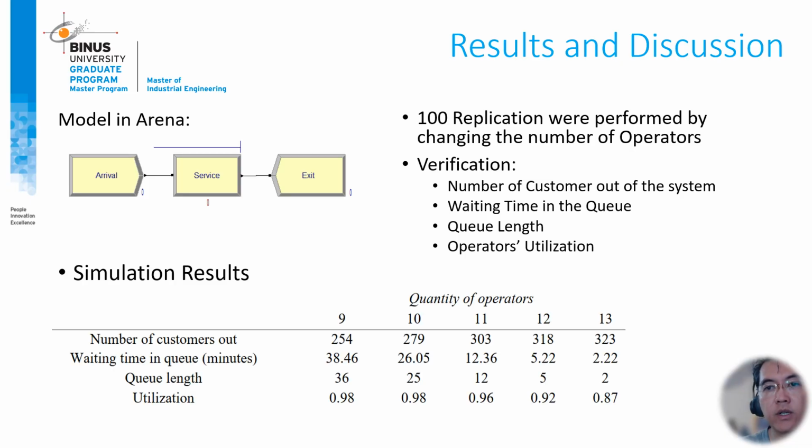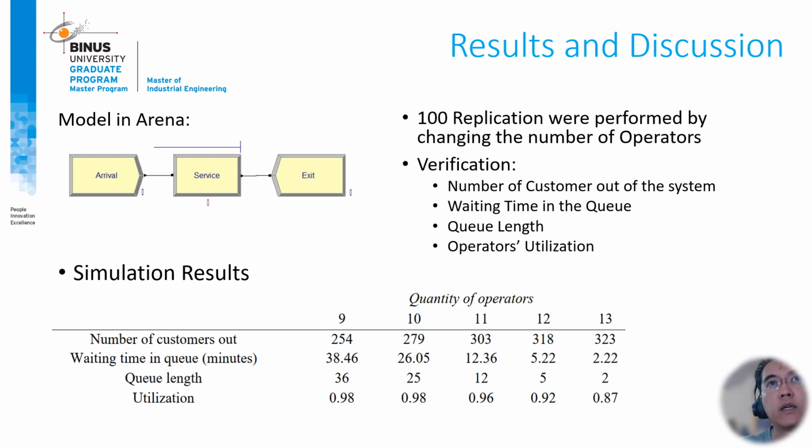And this is the result. We can see with 9 operators, the system was highly utilized, 98%, meaning the operators were almost always busy. However, the high utilization led to long waiting times, 38 minutes, and a large queue, 36 people, indicating that the system was overburdened and inefficient in terms of customer service.